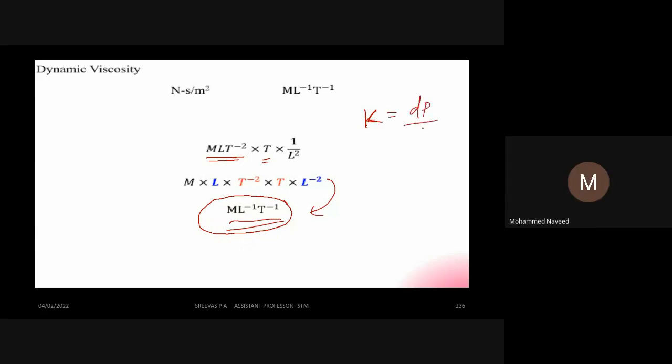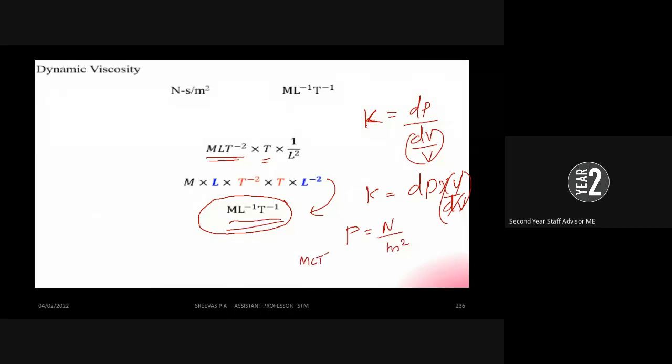Volume stress by volume strain, or we can write it as dP by dV by V. That is dP into V by dV. So volume and change in volume will cancel, and we will get change in pressure. So bulk modulus dimension will be the same as the dimension of pressure. Pressure in dimension is what? Newton per meter square.